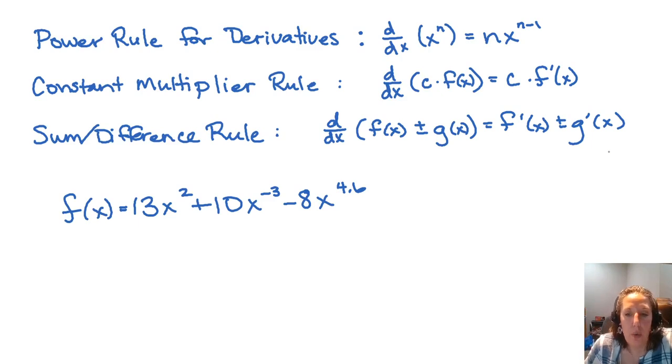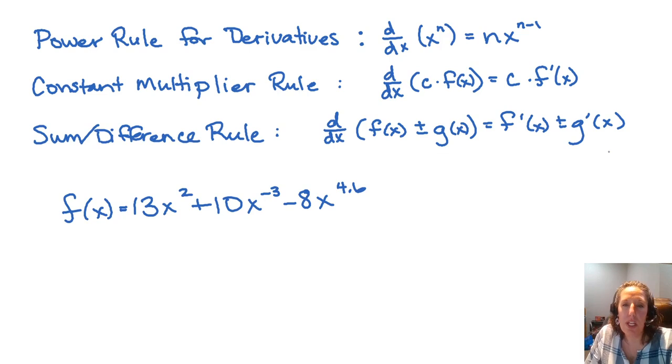Hello. In this video we're going to take a look at finding some derivatives using the power rule, constant multiplier rule, or the sum and difference rule for derivatives. So the power rule for derivatives says that if we want to take the derivative of our variable raised to a power, we're going to bring that power down as a coefficient times our variable raised to the power minus 1.